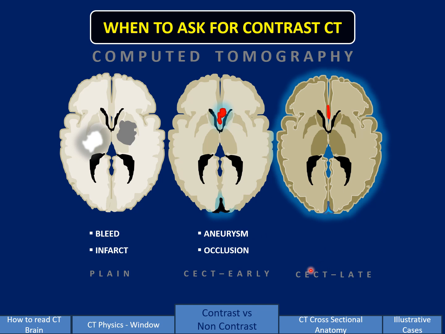In the late phase, after giving a contrast, we wait for some more time and then we take a CT brain. In such a case, we'll be able to see meningitis, space occupying lesions better. So if you want to identify bleed or infarct, plain is sufficient. If you want to look for aneurysm, occlusion, meningitis, and space occupying lesion, then we need to give contrast to the patient.